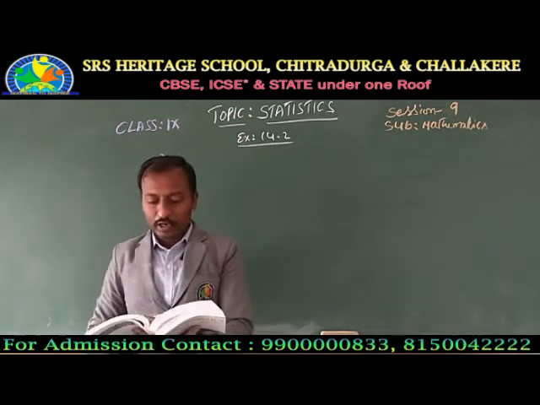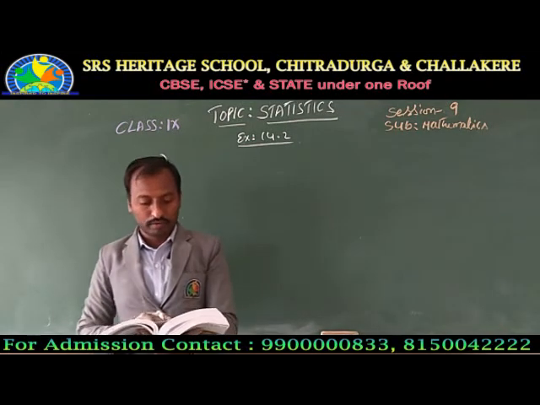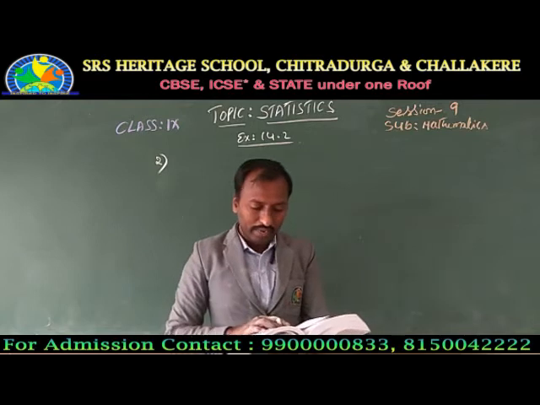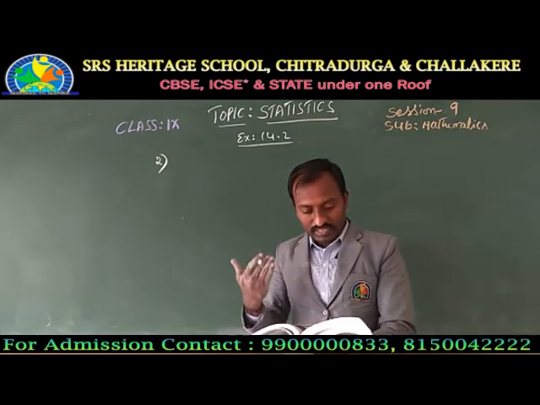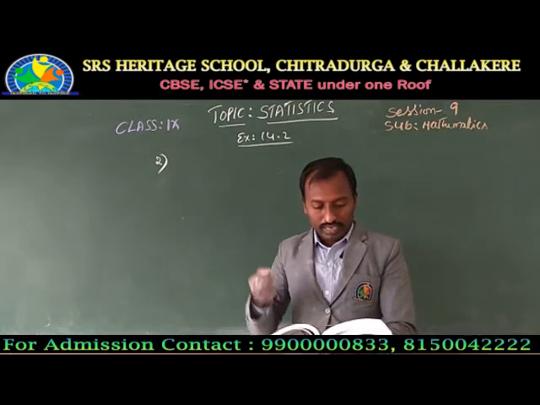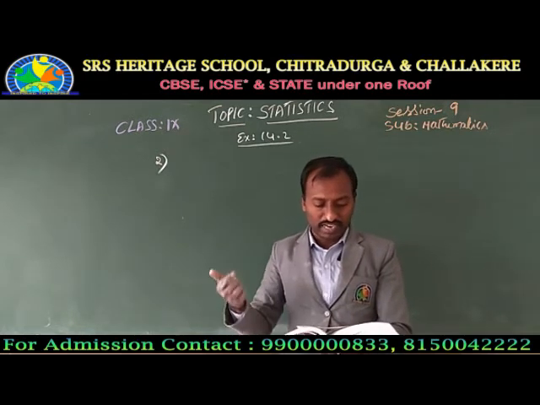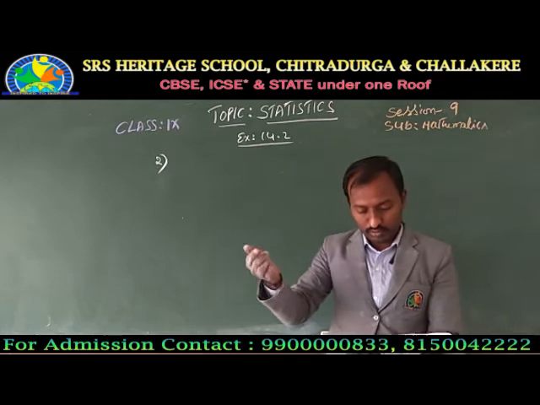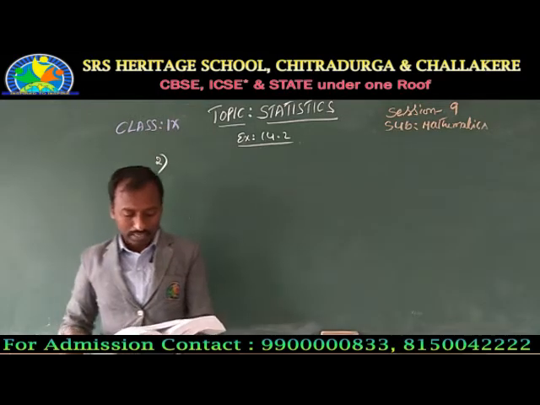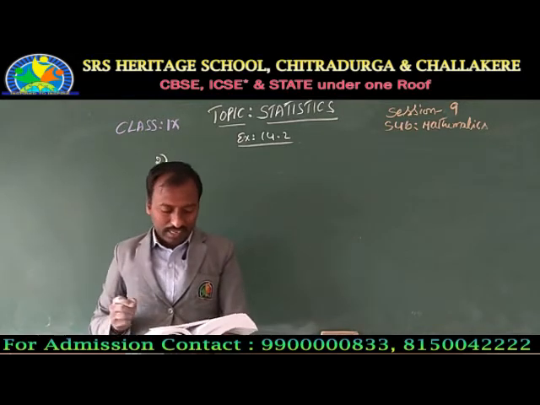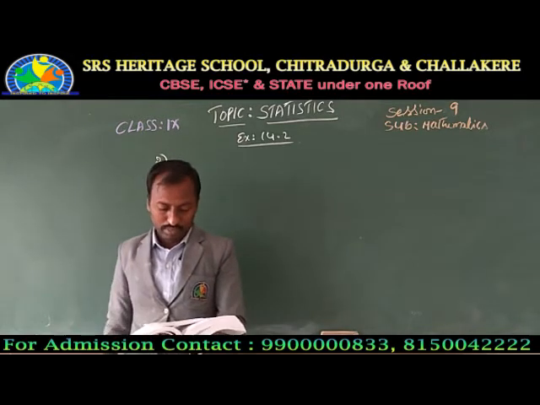The distance in kilometers of 40 engineers from their residence to their place of work are given as follows. Some numbers are given: 5, 3, 10, 20, 25, 11, 13, 7, 12, 31, 19, 10 and so on. You go through those numbers properly. Construct a grouped frequency distribution table.